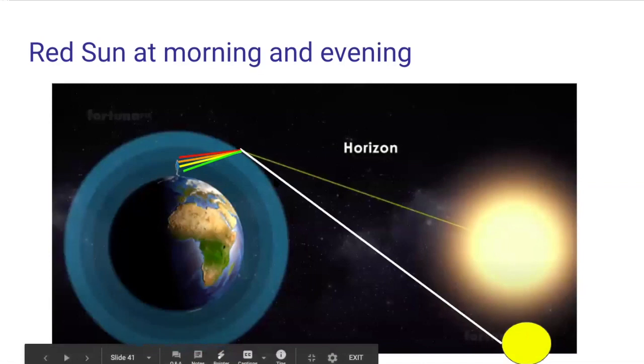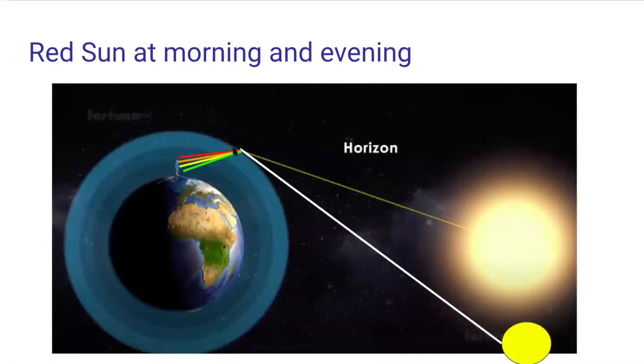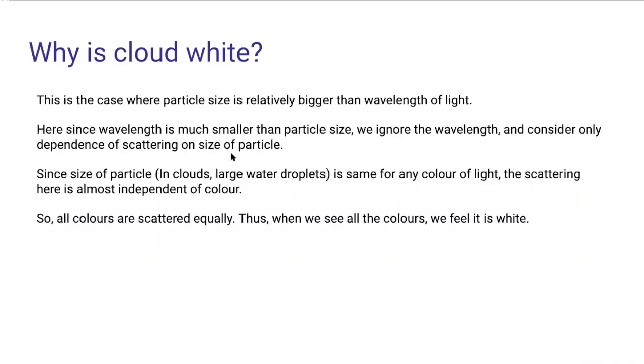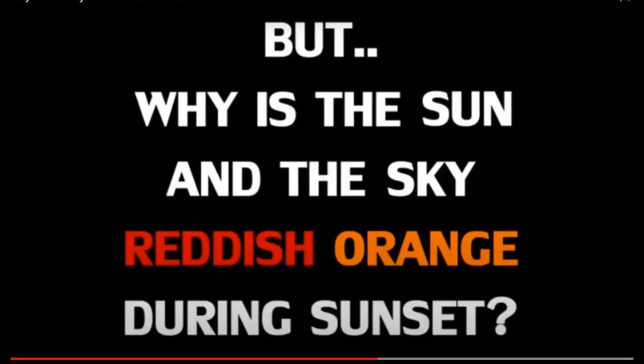So if this long ray is there, it means we are getting red, but orange and some yellow and green, while other colors are getting scattered away. Because of this we see only red color. And the sky also, other colors will not be able to travel that much, because of which the sky also will become red. Let us look at the video for this again. So why are the sun and sky reddish orange during sunset and sunrise? Reddish orange during sunset.